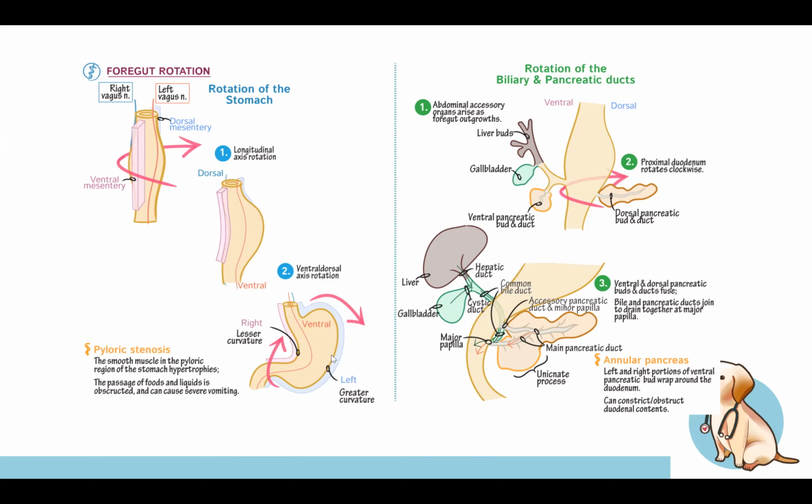Now, if you watch Dr. Minaj, he has some very good ways of remembering this. He calls it the Nicki Minaj maneuver, because this greater curvature kind of looks like a butt, and then it just goes out and down, so she's kind of sitting down. That's how you can remember how this ventral dorsal axis rotation gives you the greater curvature.